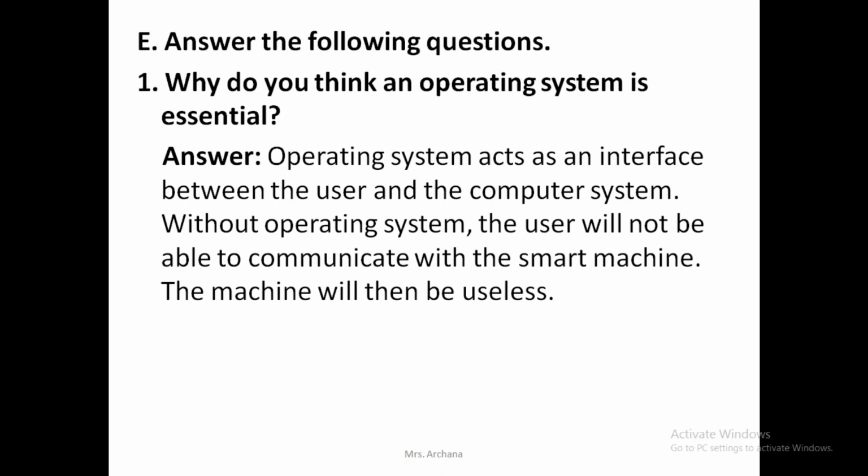Next, answer the following questions. Why do you think an operating system is essential? Operating system acts as an interface between the user and the computer system. Without operating system, the user will not be able to communicate with the smart machine. The machine will then be useless.